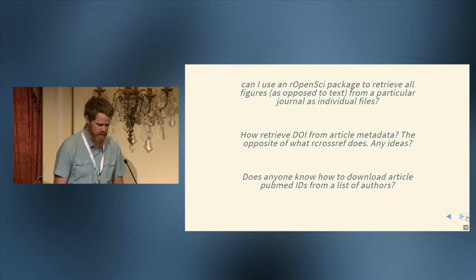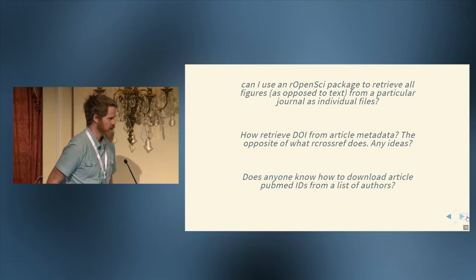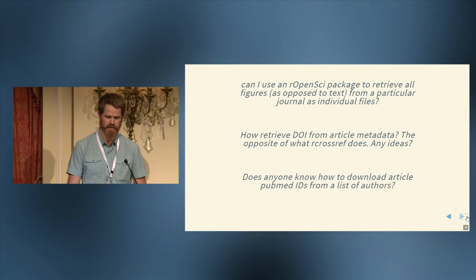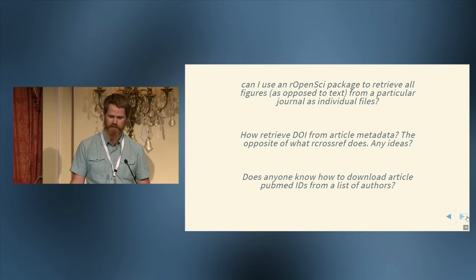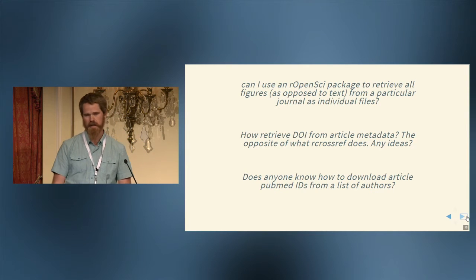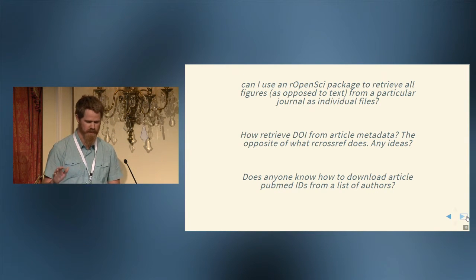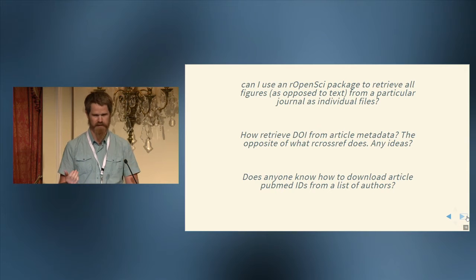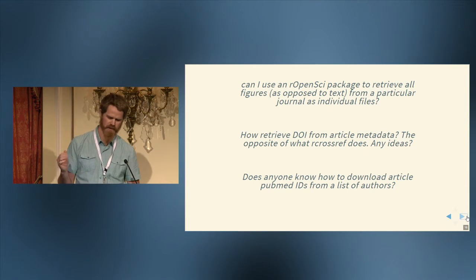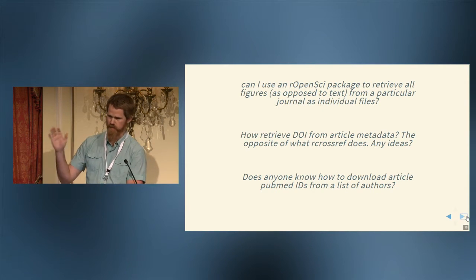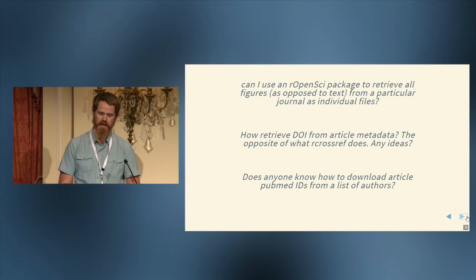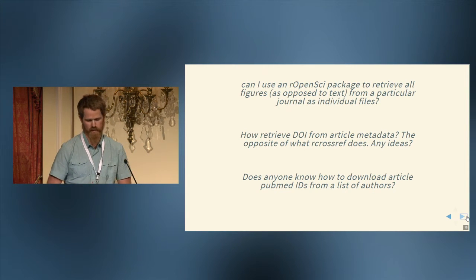And these are a few questions that we've gotten personally via various channels, email and Twitter and such. Can I use an R OpenCite package to retrieve all figures from a particular journal as individual files? I'm not totally up to speed on this, but I think a lot of the figures are maybe CC0 or sometimes CC BY, I can't remember. So this is an interesting use case where people just want to get the figures. They maybe don't even need the full text. So that's something that would be interesting to support.